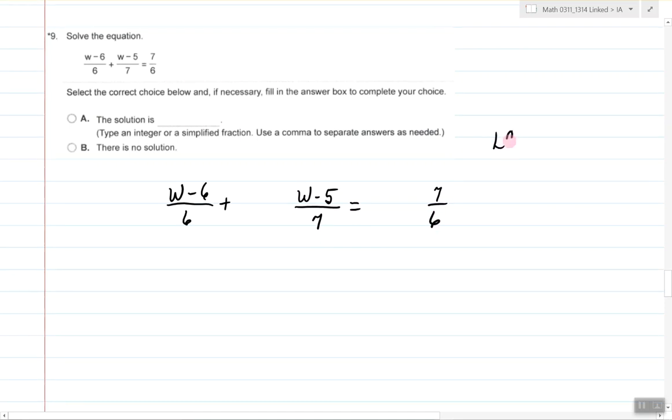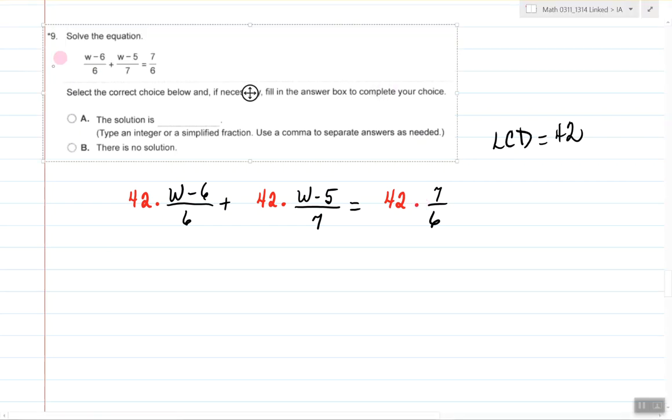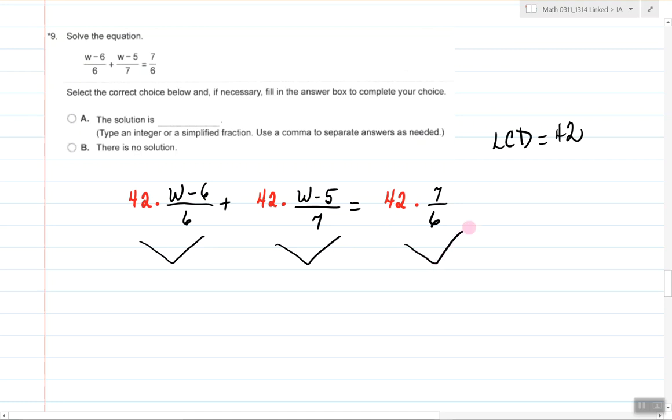The LCD of all of these denominators, I have a 6, a 7, and a 6, so the LCD is 42, which is the product of those. I'm going to, in red, multiply the left side by 42, and I do that by multiplying each term by 42, and then the right side by 42. That's actually the multiplication property of equality that says I can do that. I will look at this product, this product, this product.